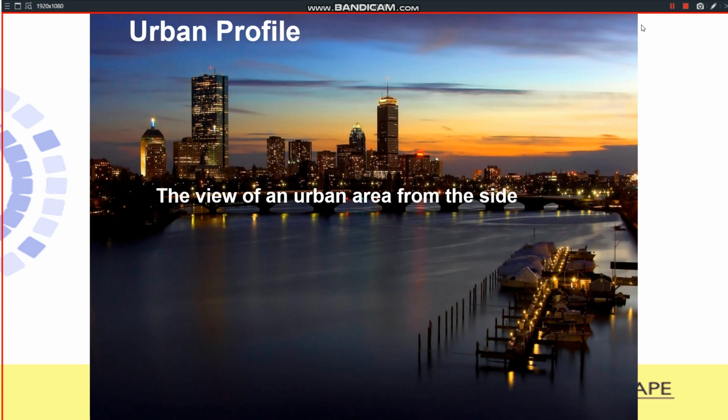Let's start off with the urban profile of the city. The urban profile of a city means the following. It's the view of an urban area from the side. Here you can see the urban profile, you can see an urban area, and you can see the views from the side.